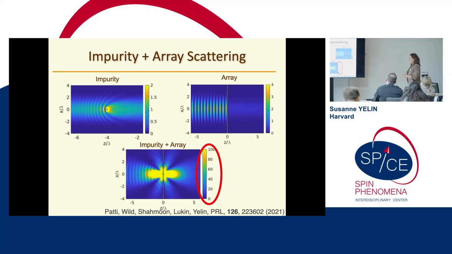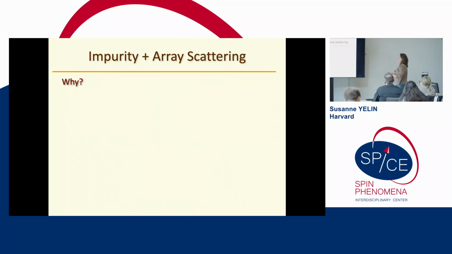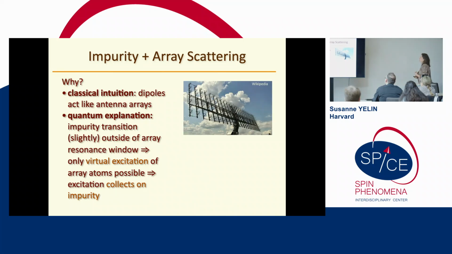Okay, so that suggests that if we send light in on the array that has this impurity, and the impurity, of course, has to be chosen correctly, basically all the scattering immediately collects on this impurity. So let's look into this. This is mostly numerical, but I will try to give a little bit of an intuition why this is the case.